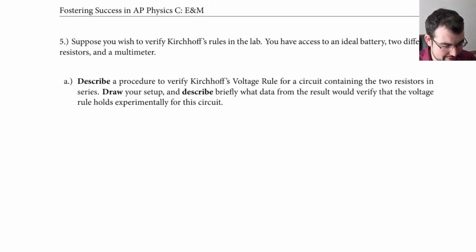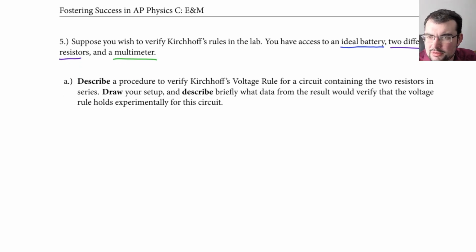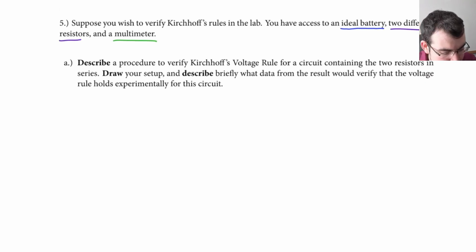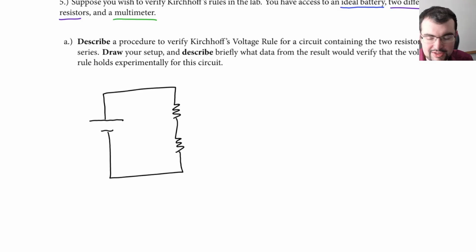Describe a procedure to verify Kirchhoff's voltage rule for a circuit containing 2 resistors in series. We have access to an ideal battery, so we can ignore that internal dropping, and 2 different resistors and a multimeter. Multimeter means it can do whatever you want it to. So Kirchhoff's voltage rule, 2 resistors in series. If we have 2 resistors in series, we know that we're just making this circuit.